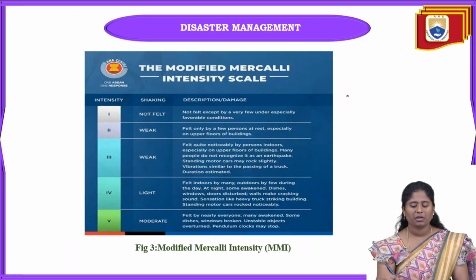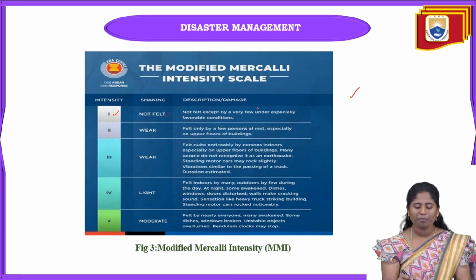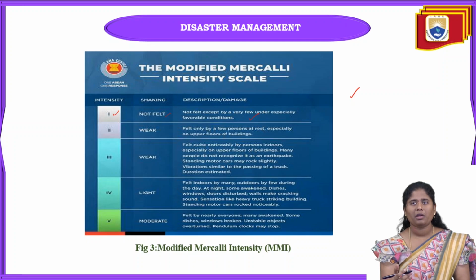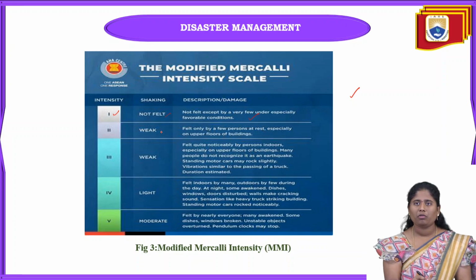See here, this is the Modified Mercalli Intensity scale. How are we going to determine it? If the intensity is 1, it cannot be felt, even under favorable conditions; we can't feel it. And the next one: if the intensity is 2, it will be weak.